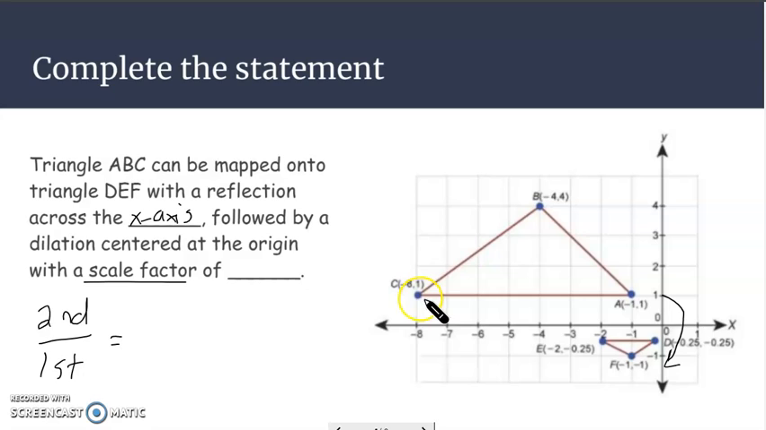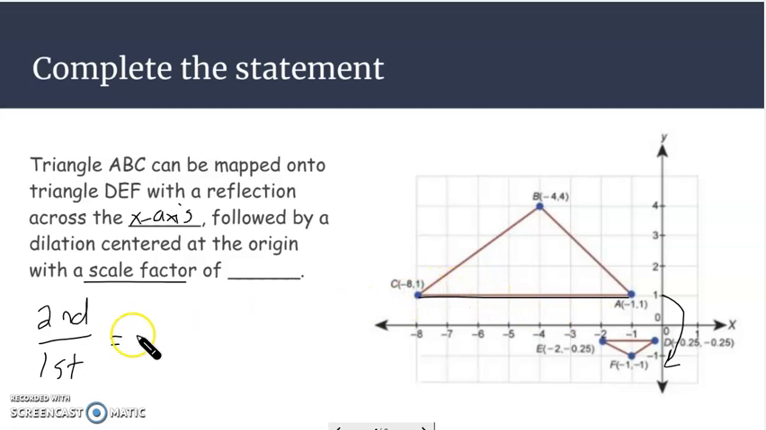Let's look at the base of the triangles. If we focus on the base of the big one, it goes from -1 to -8. That's our first measurement, a distance of 7.